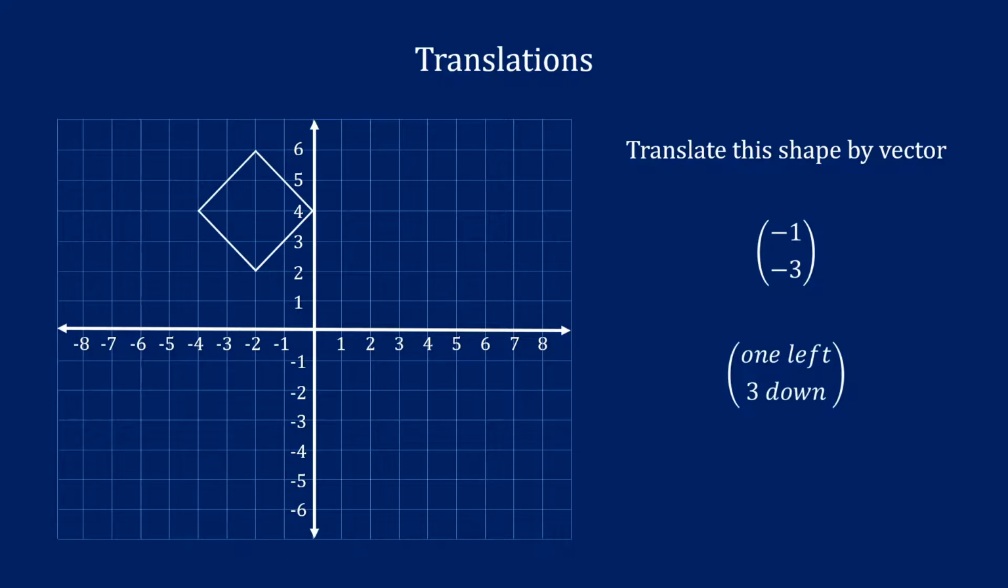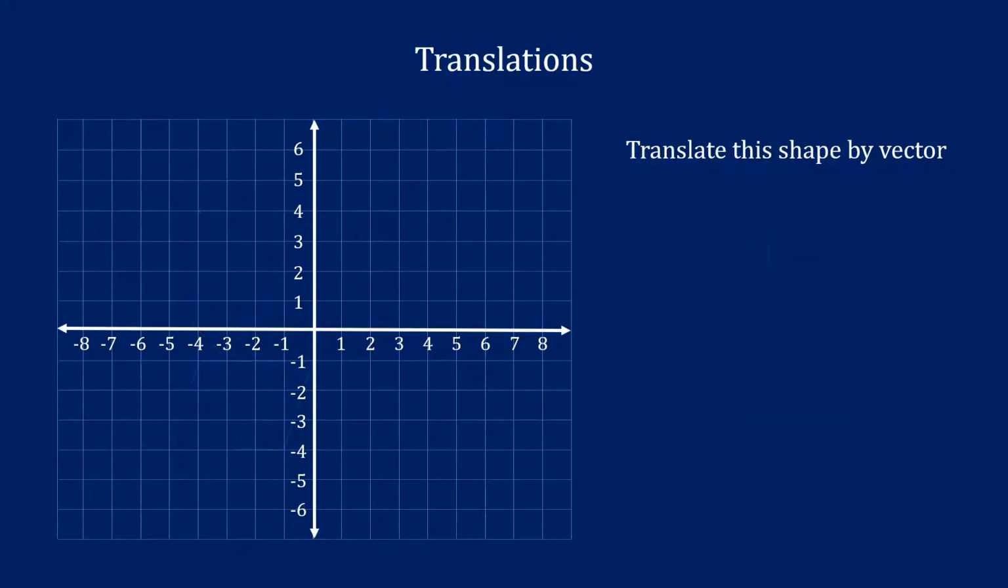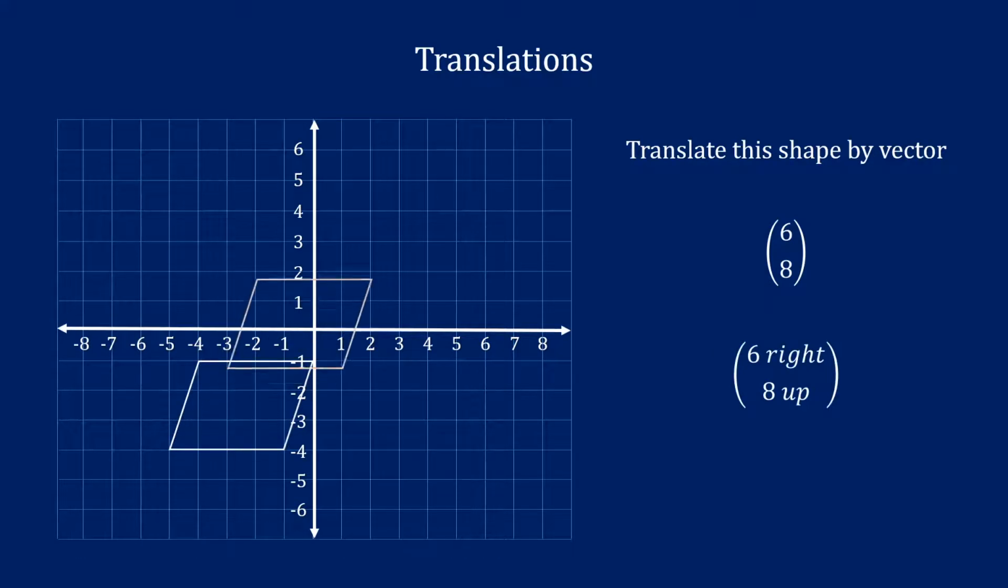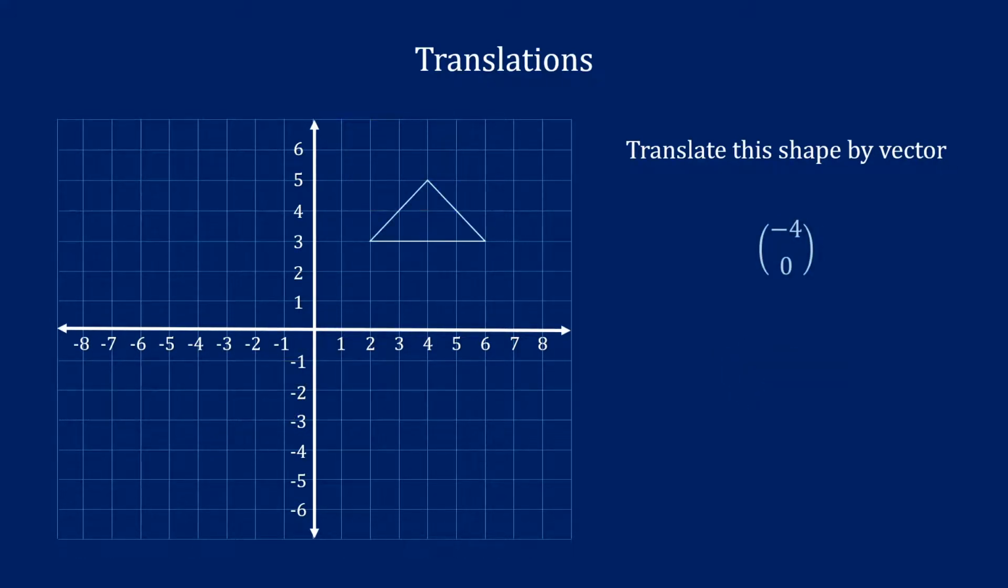It should be 1 left, 3 down, which brings you right over here. Next one, pause here, come back when you got an answer. Should have been 6 to the right, 8 up, which will take the shape over there. And finally, pause here, come back when you got an answer. It should be 4 to the left and no change on up and down, so it will be this guy over here. Easy peasy. Translation is probably the easiest one.